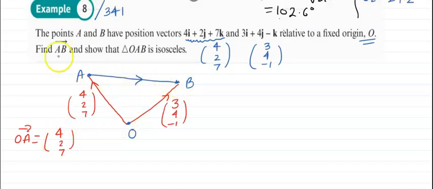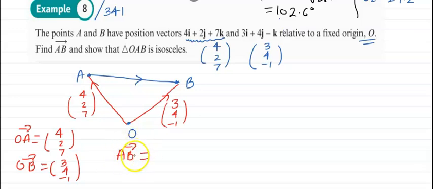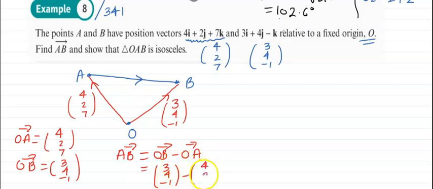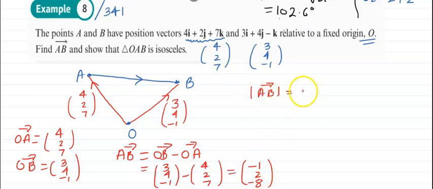Okay. So let's write down here. OA is 4, 2, 7. OB is 3, 4 and minus 1. So AB is given by position vector of B minus position vector of A. So position vector OB is 3, 4 and minus 1, OA is 4, 2 and 7. So once you subtract it, you get minus 1, 2 and minus 8.